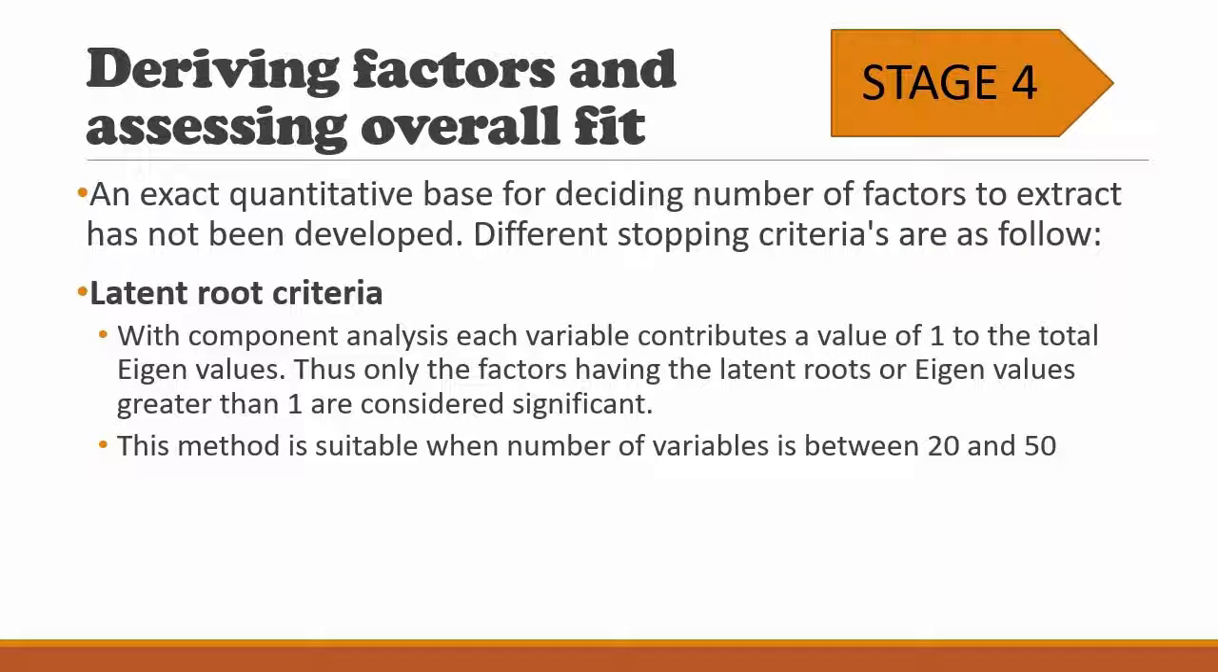Stage 4, deriving factors and assessing overall fit. An exact quantitative basis for deciding the number of factors to extract has not been developed. That is why there are different stopping criteria to be followed. One is the latent root criterion. Each variable contributes a value of 1 to the total eigenvalue. This method is suitable when the number of variables is between 20 and 50.